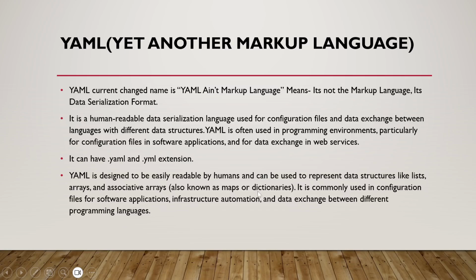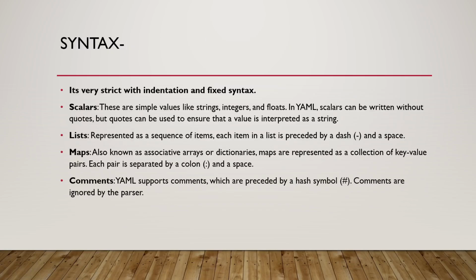YAML is designed to be easily readable by humans and can be used to represent data structures like lists, arrays, and associative arrays. It's commonly used in configuration files for software applications, infrastructure automation, and data exchange between different programming languages or applications. So basic syntax contains scalars, lists, maps, and comments. Okay, so what are the scalars?